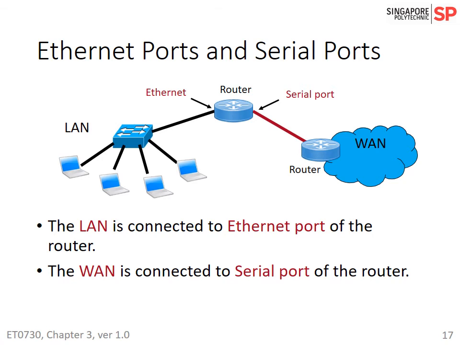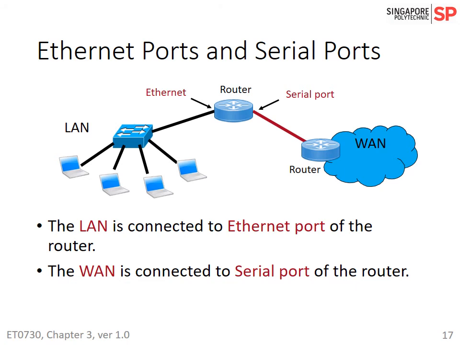Okay, first, the Ethernet port and the serial port. Ethernet port is normally used to connect to your local area network. Normally you have your Fast Ethernet, which can go up to 100 megabits per second, and the newer Gigabit Ethernet, which can go up to 1000 megabits per second or 1 gig. And nowadays we have the 10 gig link, so you could have 10 Gigabit Ethernet.